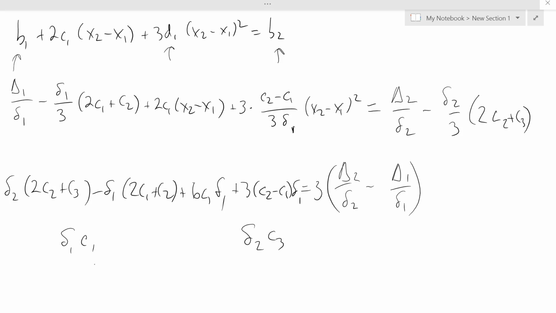Right? Now let's look at the C2s. I've got 2 delta 2s, right? I've got minus 1 delta 1, but I've got a plus 3 delta 1. So I've got 2 delta 1s plus 2 delta 2s. So we get plus 2 delta 1 plus 2 delta 2, times C2.